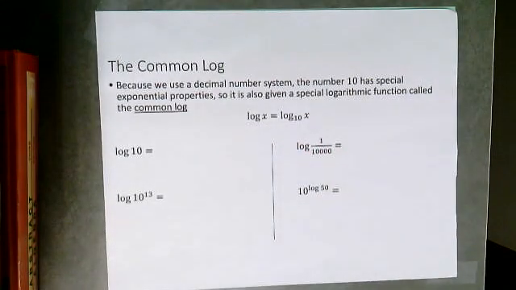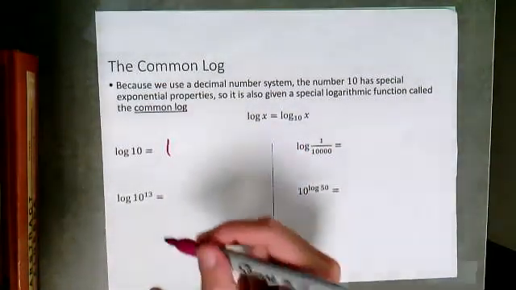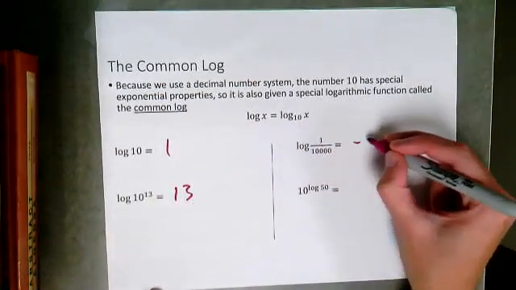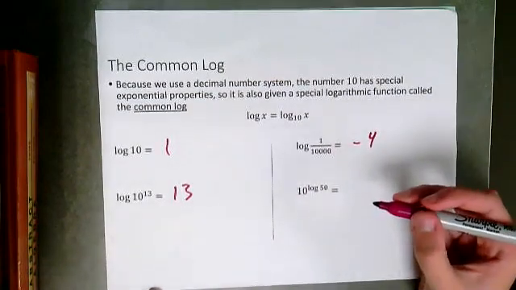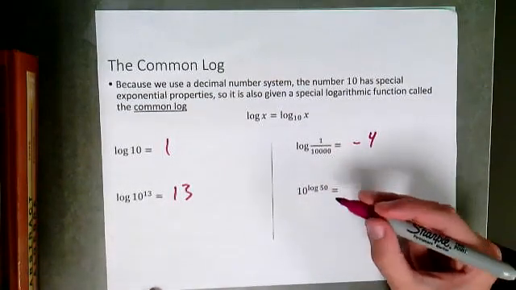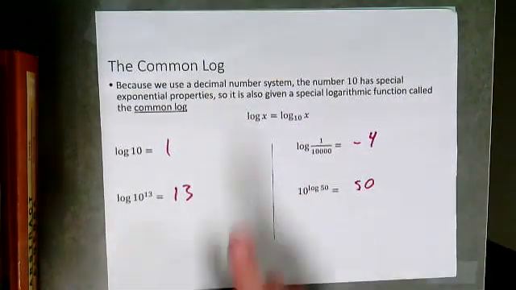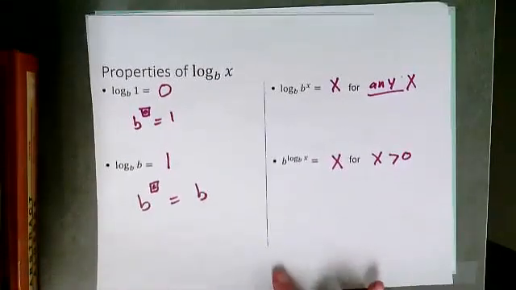So again, same deal here. Log base 10 of 10, that's going to be 1. Log of 10 to the 13, that's going to be 13. Log of that guy is -4. And then this guy is 10 to the log 50, that's just going to be 50. Because remember, log is log base 10. And it goes back to these properties right here.